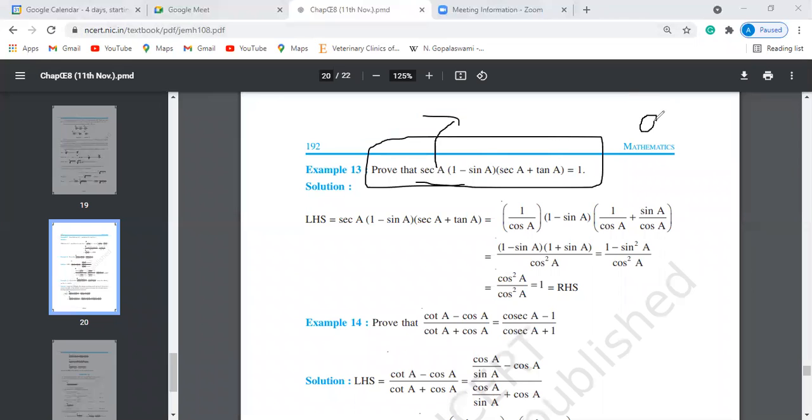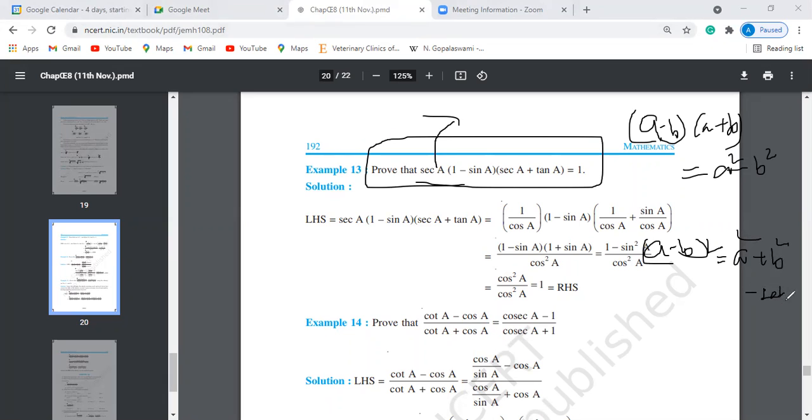Next, you should know the formula (a minus b) into (a plus b) is equal to a square minus b square, correct? Similarly, you should know the formula for (a minus b) whole square equal to a square plus b square minus 2ab. Similarly, if it is plus, then it will be plus here, right? Also, you should know (a plus b) whole cube. That's not much important, but one problem is there related to this. These two are very, very important.